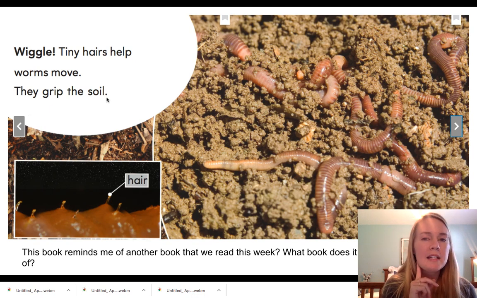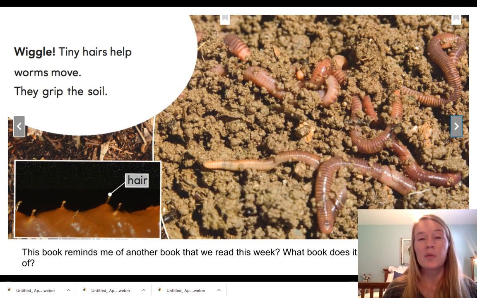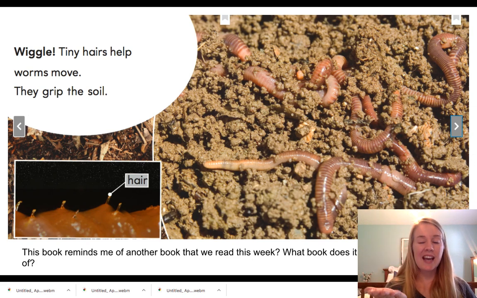This book is reminding me of another book that we've been reading this week. Do you know what book this book reminds me of? Think about it. That's right. It reminds us of Up in the Garden and Down in the Dirt. We've been reading about that book a lot too, and that book talks about earthworms as well. So keep that connection, because we're making a text-to-text connection when we take two books that are alike and we say, oh, they both talk about worms. That's a book to a book, text to text.